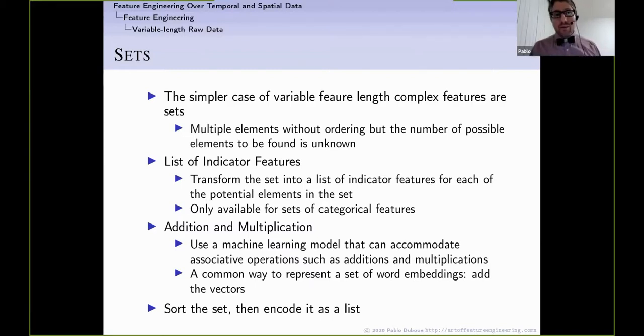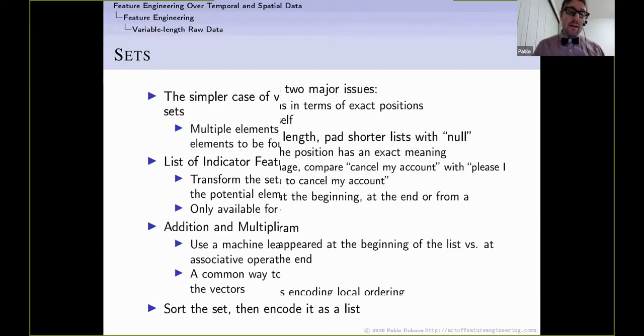But of course, this doesn't work if you have a set of floating point numbers. Another technique is to use a machine learning model that can accommodate associative operations such as additions and multiplications. This is a common way to represent a set of word embeddings. You add the vectors, yes? And finally, you can sort the set and encode it as a list. And then we get into the next technique.